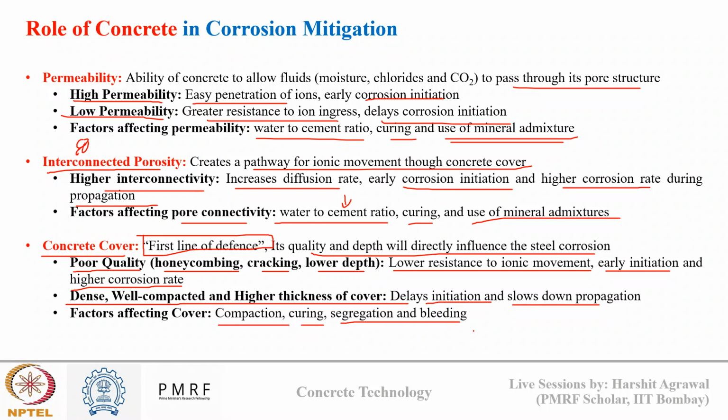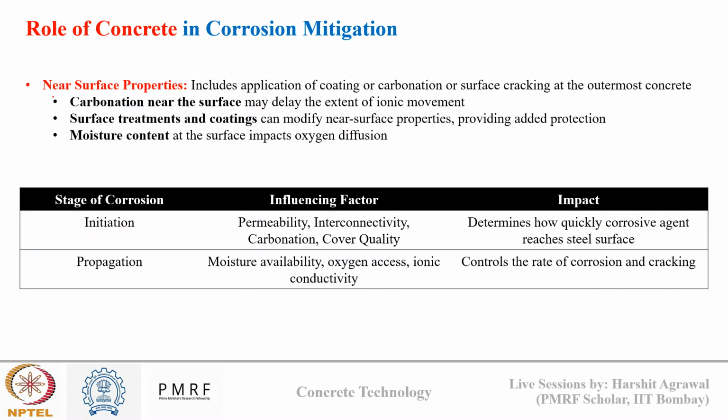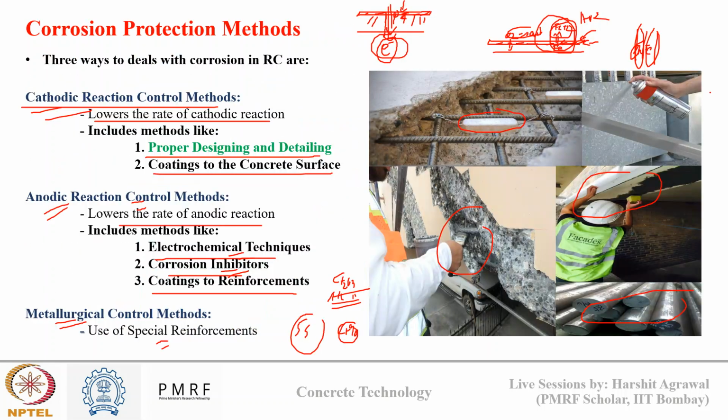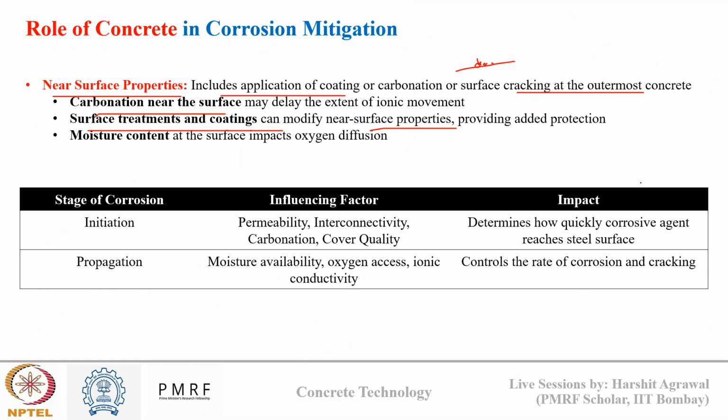And the final one is the near surface property. This includes application of coating or carbonation on the surface of concrete. So if there's carbonation at the surface, what will happen? It will fill up the pores in the concrete, which can delay the ionic movement. And if we apply a coating on the surface, as we talked about earlier in this slide, it will delay the ingress of oxygen through the concrete surface, which can delay the corrosion reaction happening at the interface.